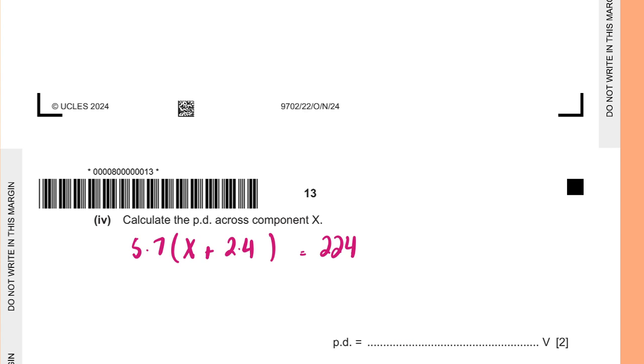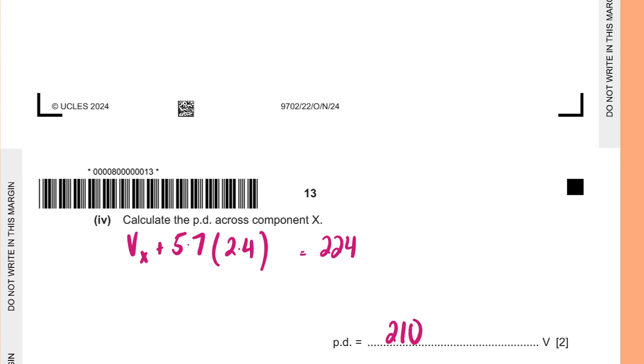So it's better if I do it like this: 5.7 times 2.4 is going to be the voltage across that small resistance, plus the voltage across X, equals 224. So this is 5.7 times 2.4. And then you just take it to the other side and subtract, right? So if you subtract the voltage across that small resistance from 224, you will get the voltage across X, which turns out to be 210 volts.